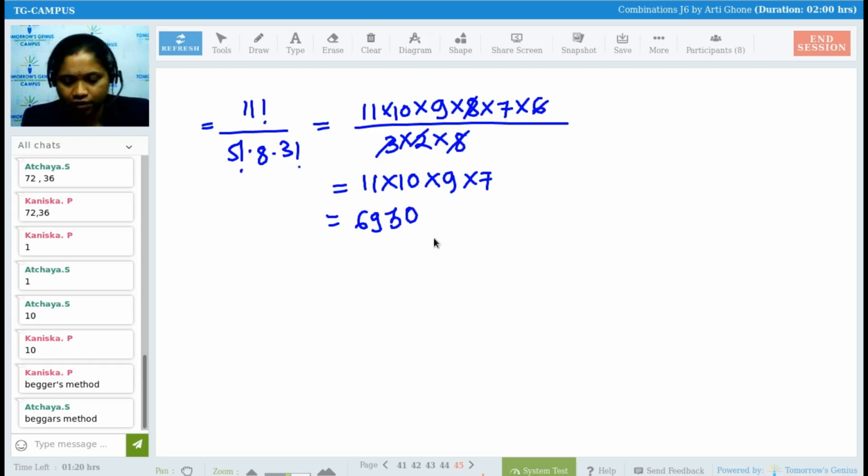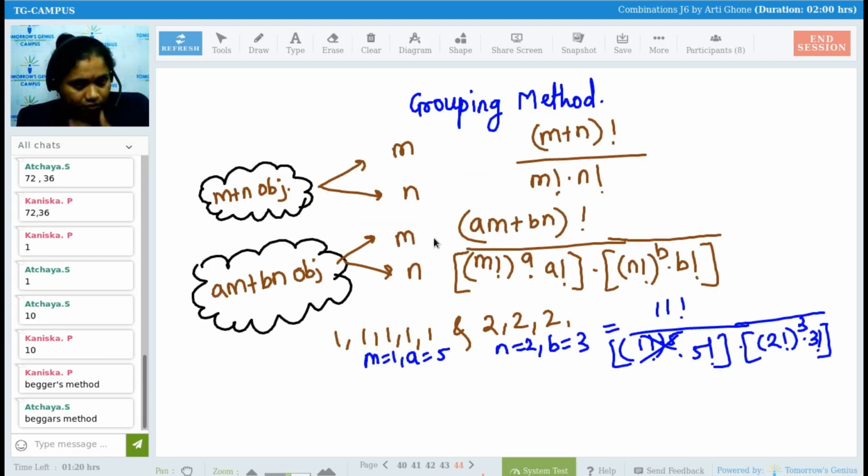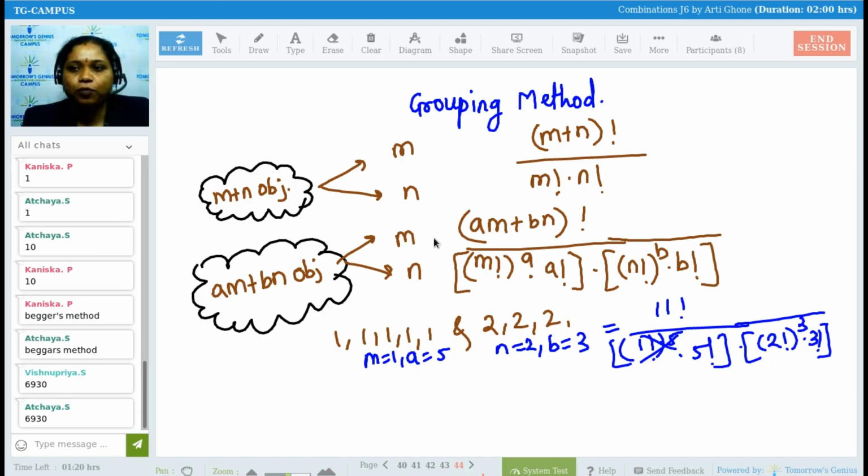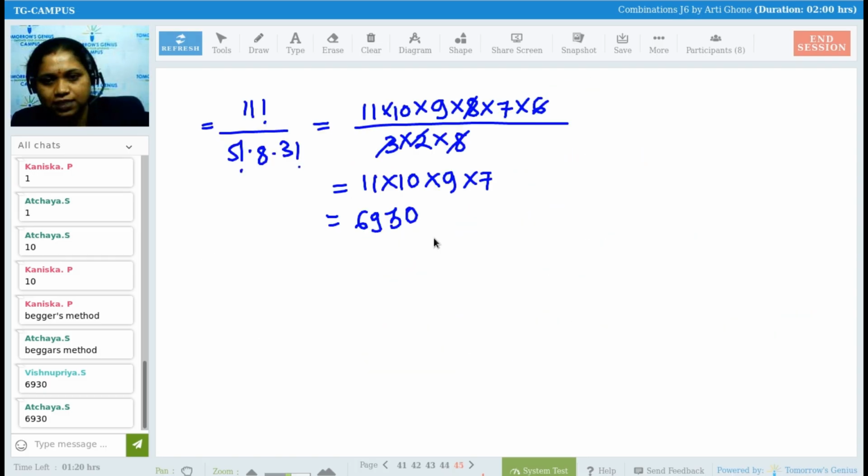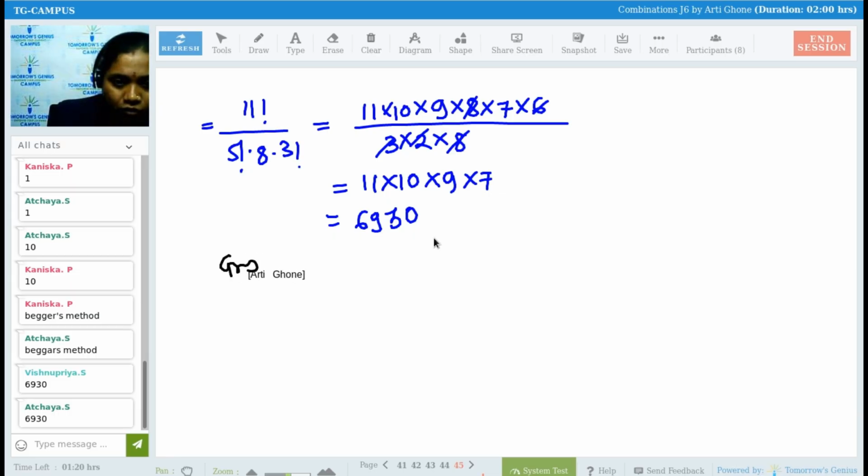So if there is a question, how many two groups are possible with 5 one-digit numbers and 3 two-digit numbers? So this is an answer of 6930. Clear? Okay. Now last but not least, write down groups of alike kinds. Groups of alike kinds means what?